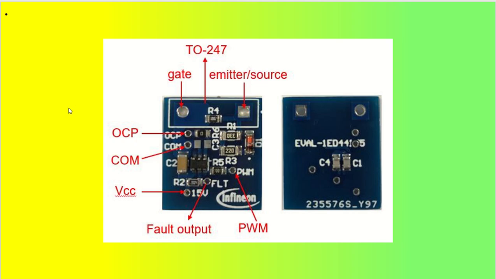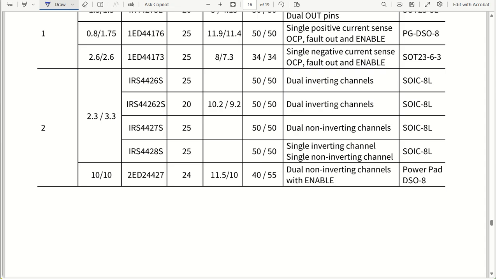So we have 5 pins that are there. One is OCP, one is COM, that is ground, and one is VCC, which is going to be the supply pin. We have the fault output pin, and we have the PWM signal, we have gate, and emitter, and one more pin, 3 pins will be there. So we'll see that directly here in the data sheet.